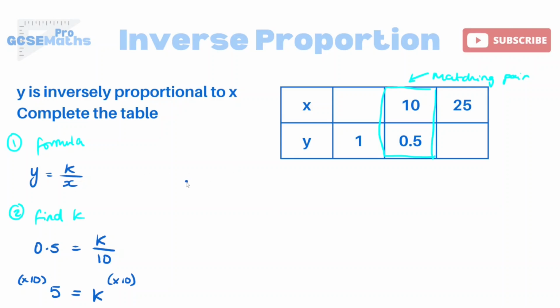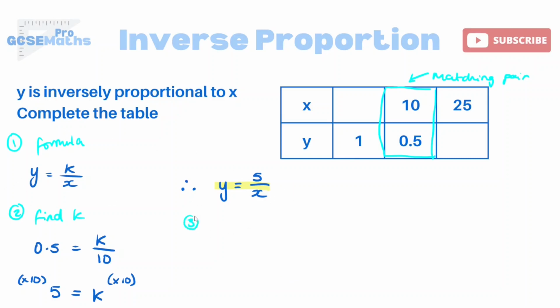I'm going to do exactly the same thing I did with the direct proportion. I'm going to write therefore, my formula for this particular question is y equals, instead of k, I'm going to write the actual number, which I now know is 5, over x. So that's our actual proportion relationship, y equals 5 over x. That's the formula we're now going to be using to answer the question.